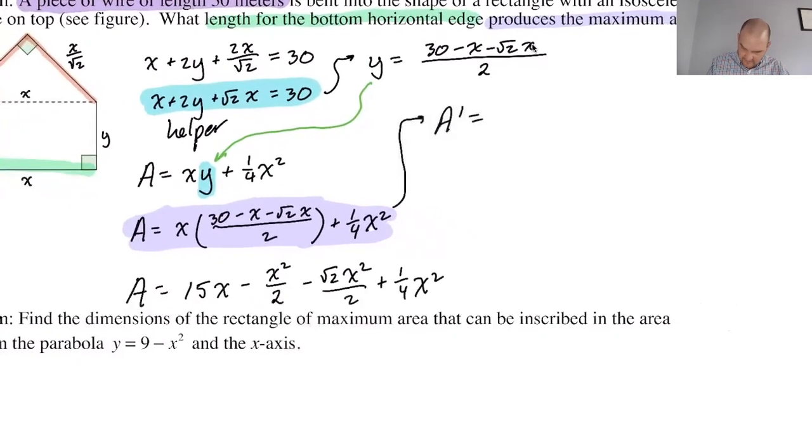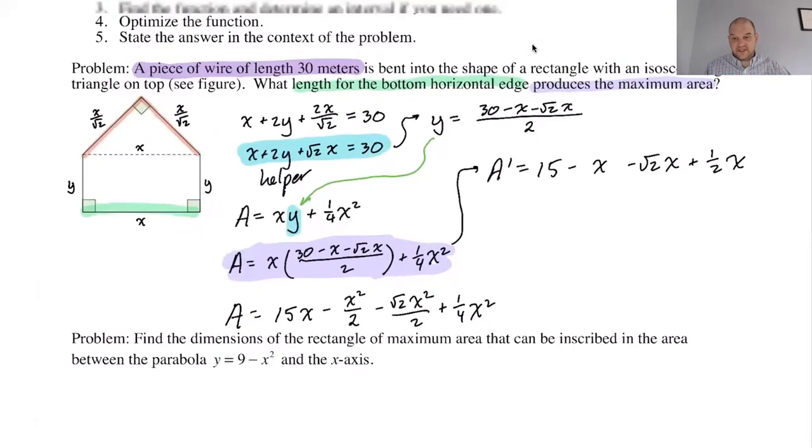So we're going to get 15 minus 1/2 x minus root 2x plus 1/2 x minus 1/2. Oh, we got a mistake. Hold on, let's go back. This guy right here is actually just x. Okay, I think that's our derivative.